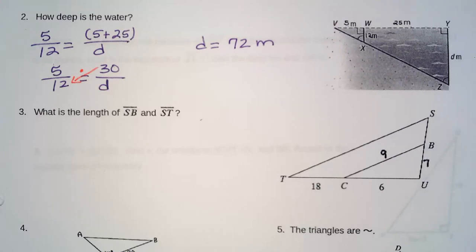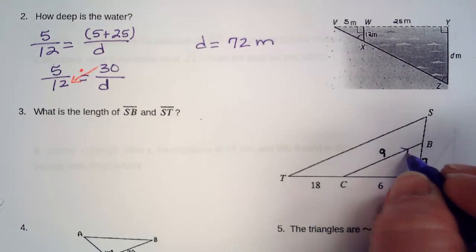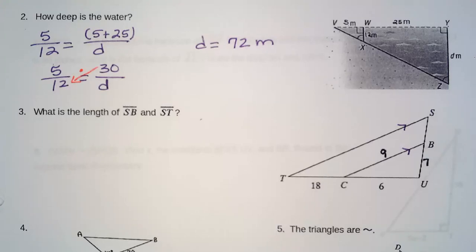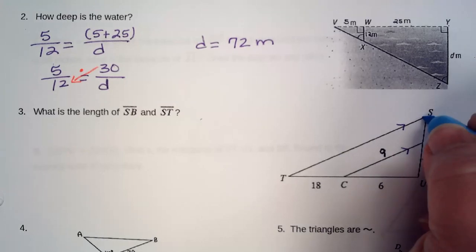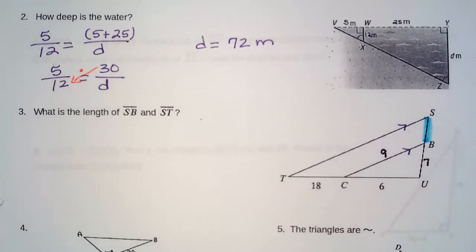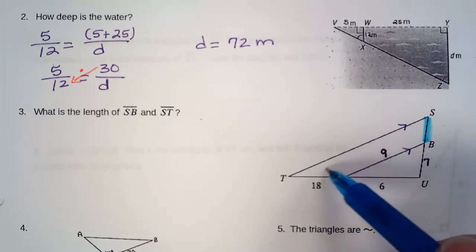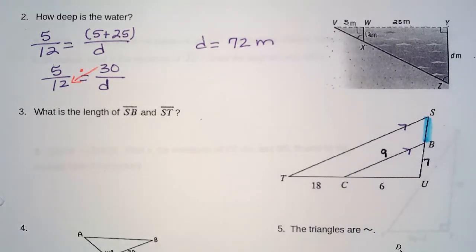Okay, so if you're looking at this, you're told that the triangles are similar. I also could have done arrows here to show that you've got those parallel lines. So what is the length of SB? SB is this little piece here. There's 2 ways we can find it. We can either go from top to bottom or from side to side. But I want you to look at the bottom here.